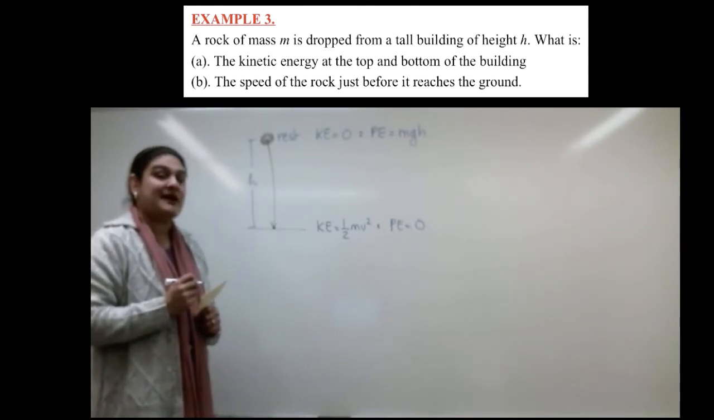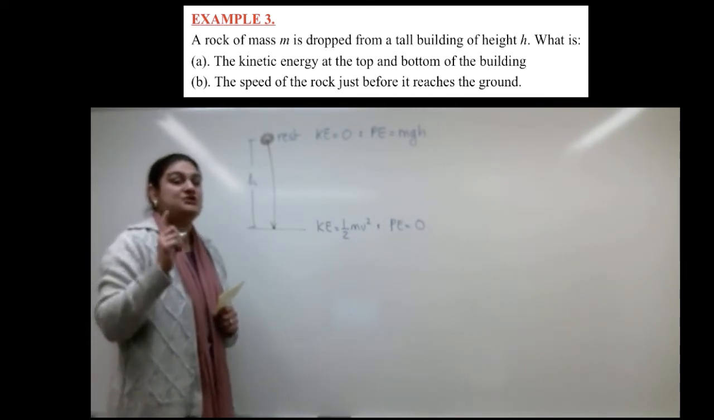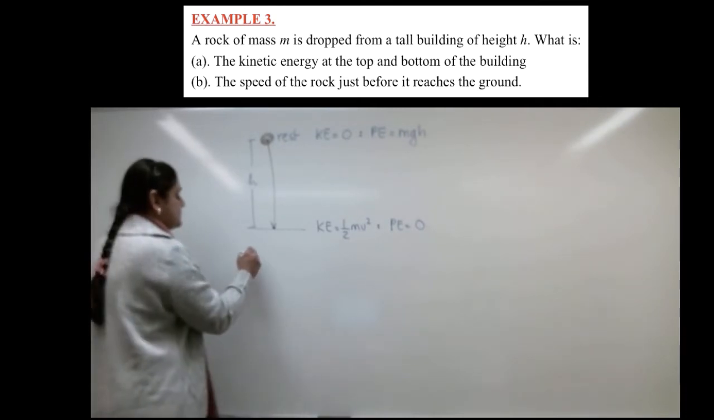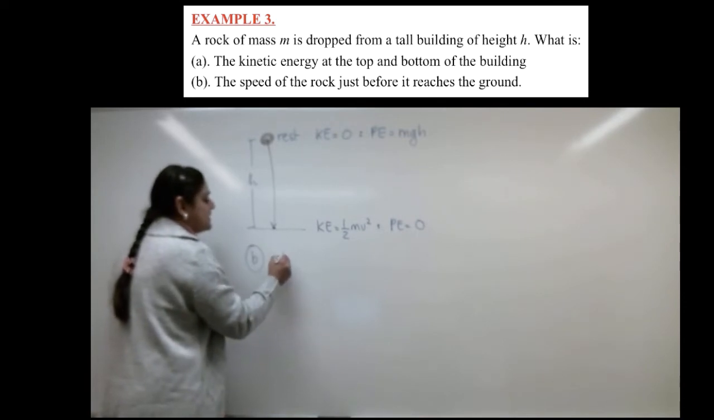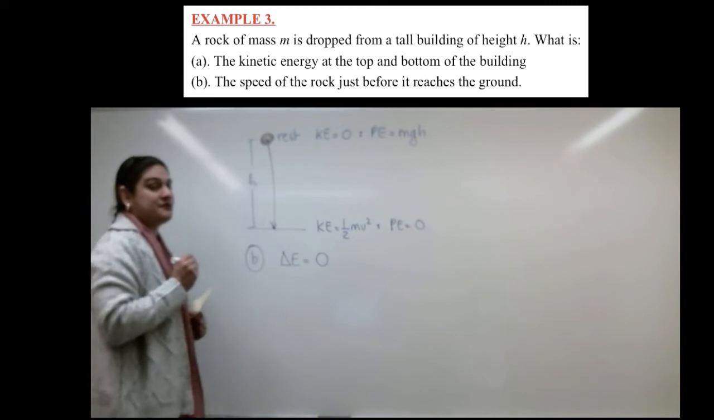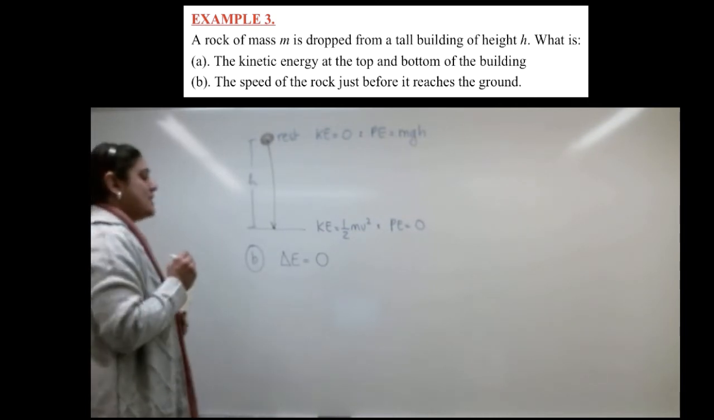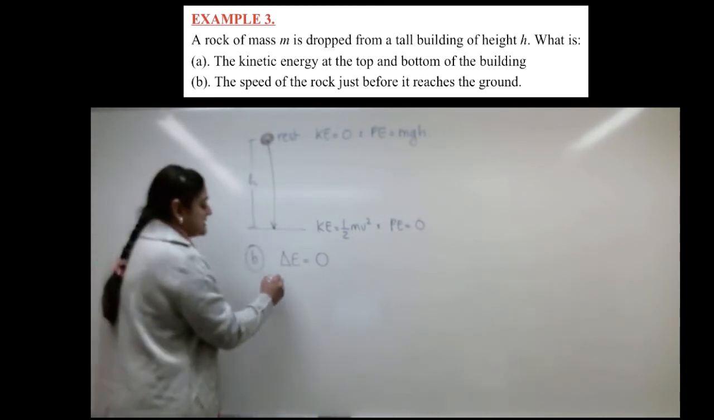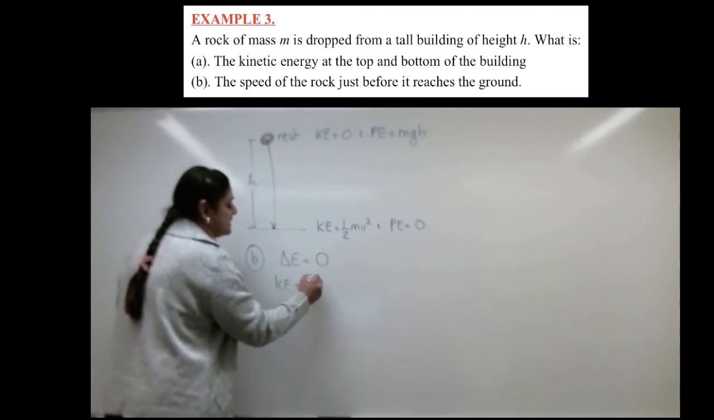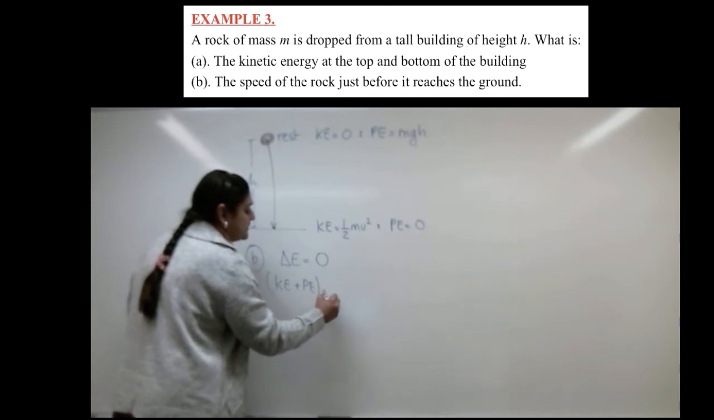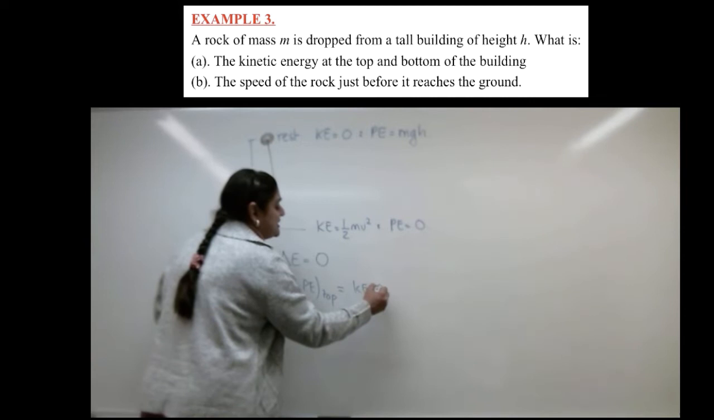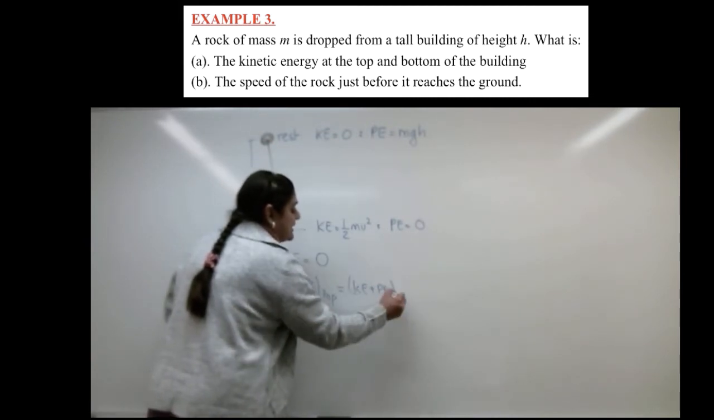Now the next part, it asks us to find the speed of the rock just before it reaches the ground. Now in this case, we have to use conservation of energy. Conservation of energy implies delta E cannot be different. So the change in energy cannot be different. What that means is kinetic energy plus potential energy at the top has to equal kinetic energy plus potential energy at the bottom.